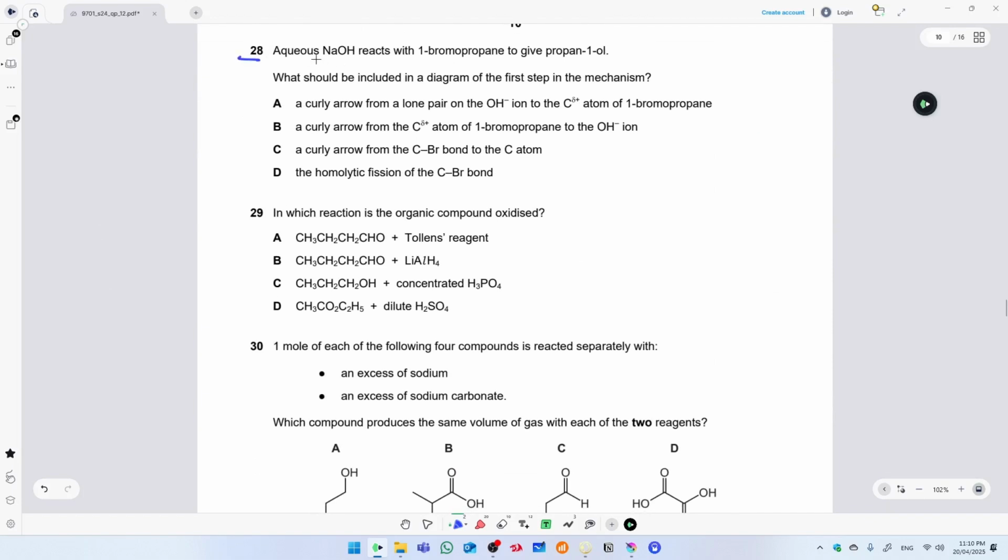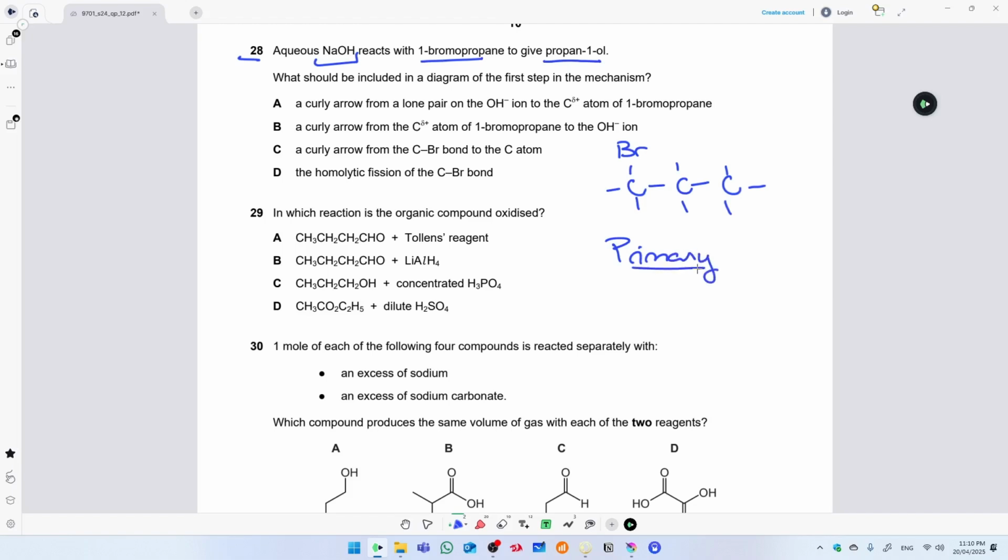28. Aqueous NaOH reacts with 1-bromopropane to give propan-1-ol. What should be included in the diagram of the first step? Okay, 1-bromopropane is this. So it's a primary halogenoalkane, so it proceeds by SN2. So everything happens in the first step.